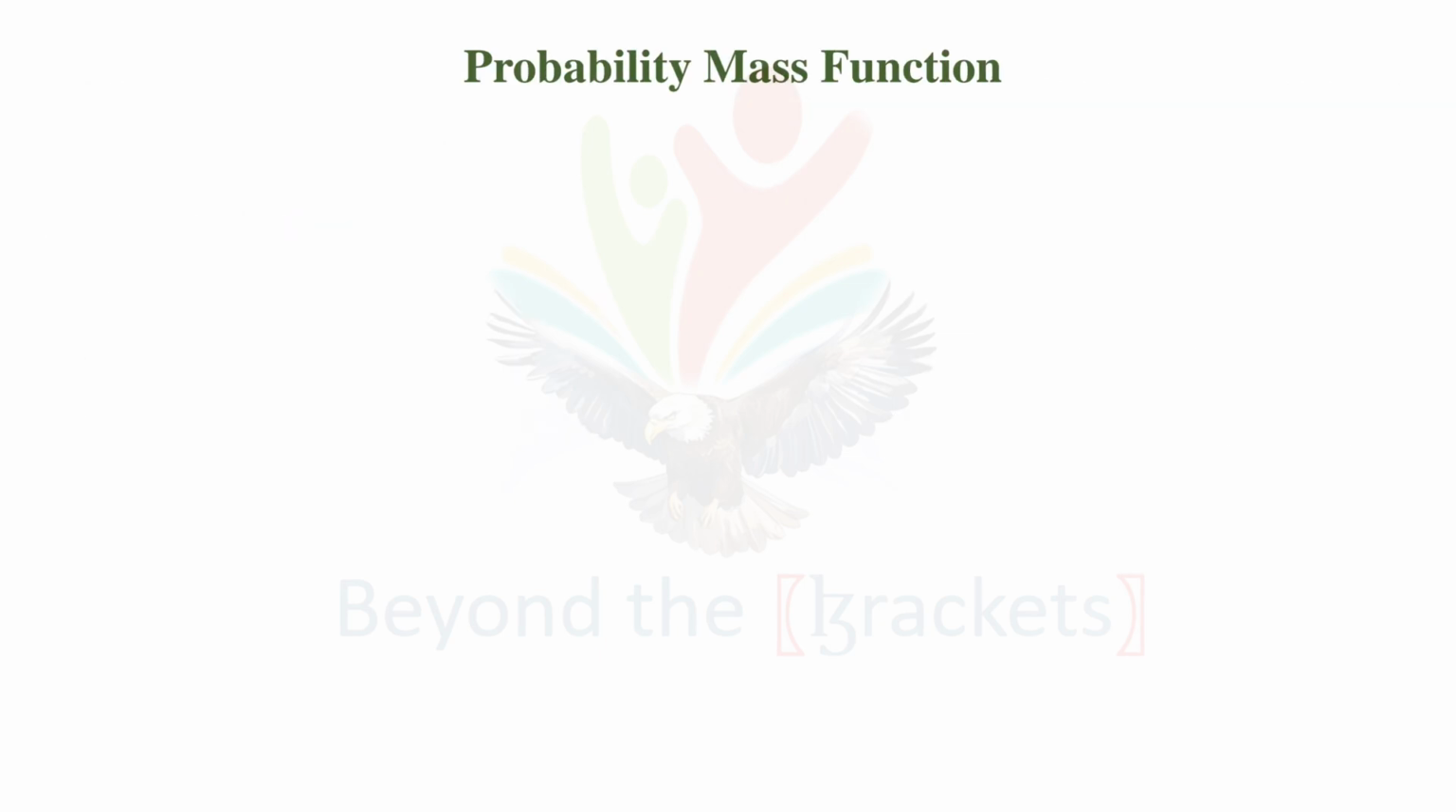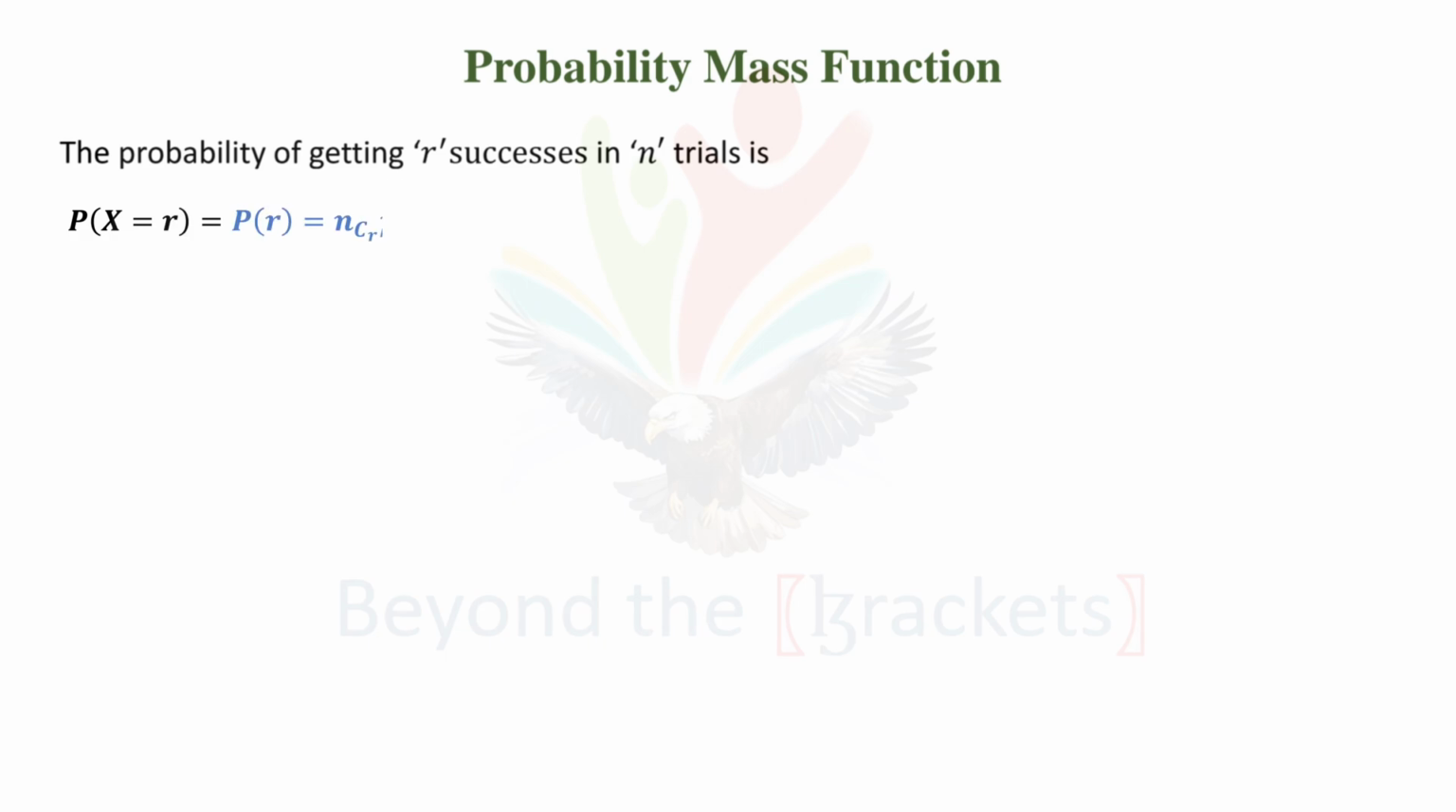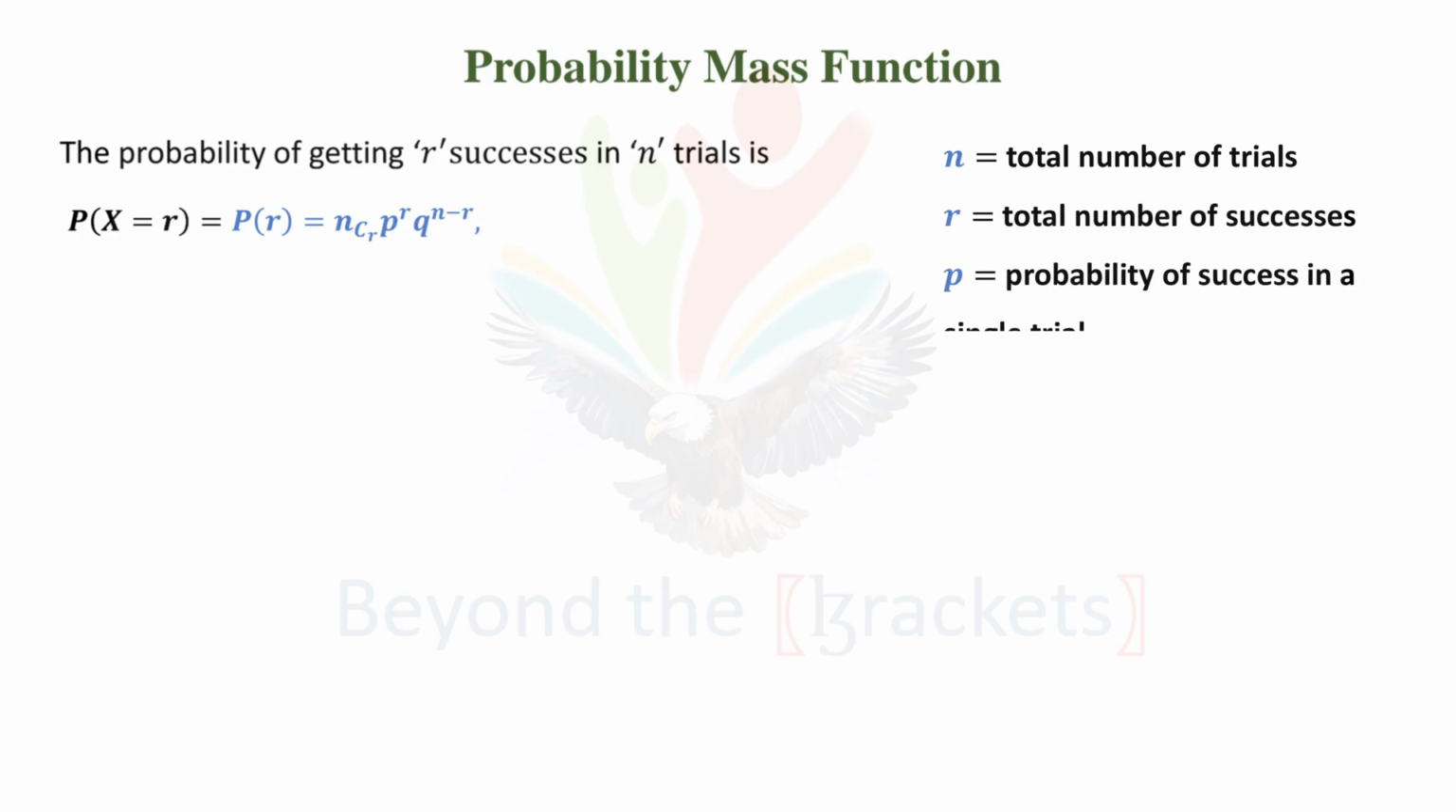The probability mass function of the binomial distribution gives the probability of getting r successes in n trials. It is given by P(r) = nCr p^r q^(n-r), where n is the total number of trials, r is the number of successes, p is the probability of success in a single trial, and q is the probability of failure in a single trial. In binomial distribution, there are only two possible outcomes, success and failure, and the sum of probabilities is equal to 1. So we have p + q = 1, where p is the probability of success and q is the probability of failure.